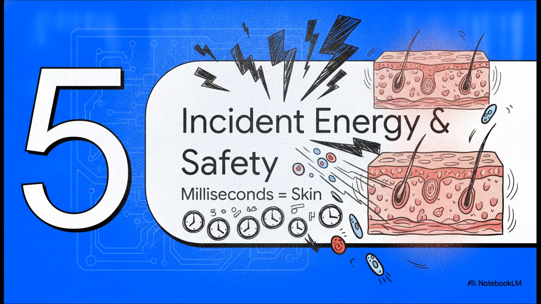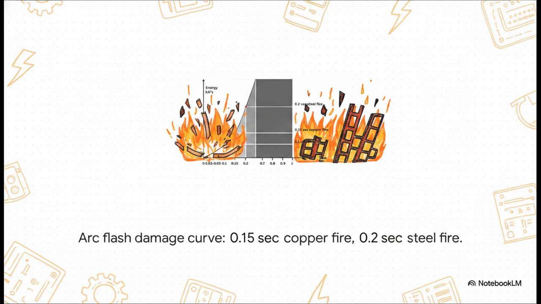Section 5, incident energy and safety. Because in this industry, milliseconds equals skin and tissue. Look at how incredibly fast heat accumulates during an arc flash. Within just 0.15 seconds, that is 150 milliseconds, copper is literally vaporizing and catching fire. By 0.2 seconds, steel is burning. The conversation here isn't abstract electrical theory anymore. It is about explosive, highly destructive heat.